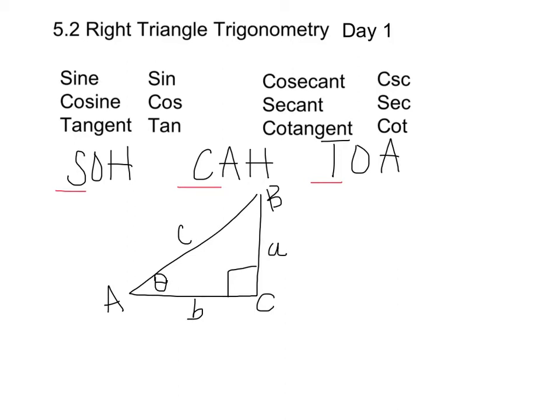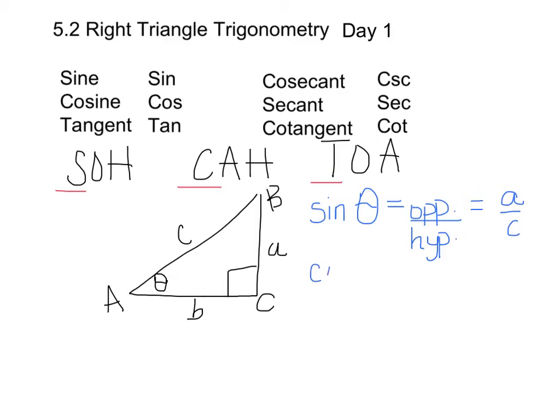So when they ask us to find the ratio of sine of theta, then that means that's O over H. That's opposite, the opposite side over the hypotenuse, which would be little a over c.